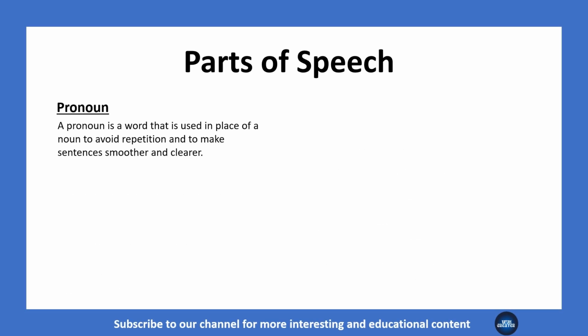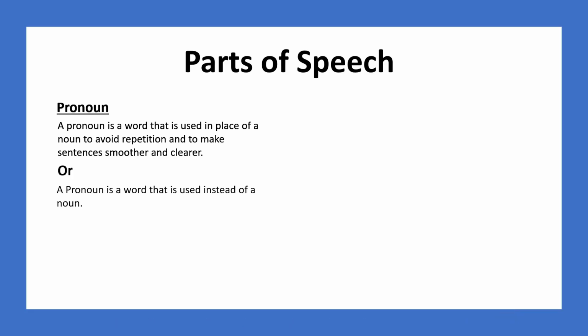A pronoun is a word that is used in place of a noun to avoid repetition and to make sentences smoother and clearer. Or, a pronoun is a word that is used instead of a noun. If we repeat a noun many times, the sentence becomes awkward and repetitive.